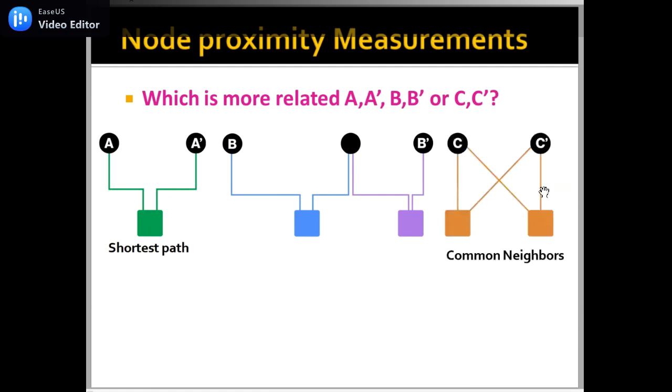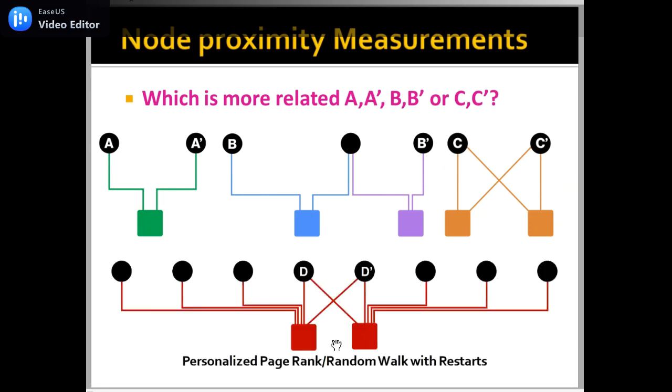And how about C and C prime? C and C prime also have a shortest path of 2 links, but they have so many short paths, not just one, they actually have 2 or 3. So we get more confirmation that C and C prime are very related. Now, how about D and D prime? D and D prime have a very similar structure to this, you see this cross structure.